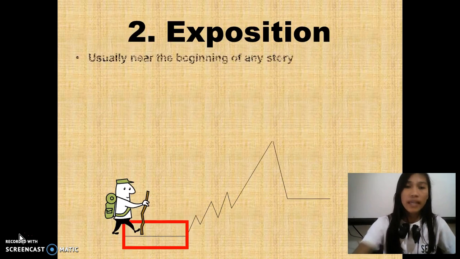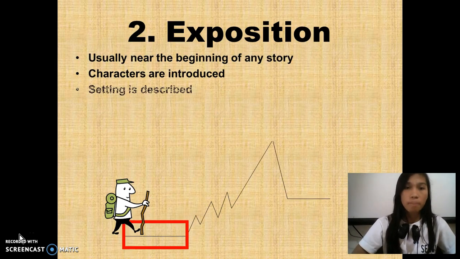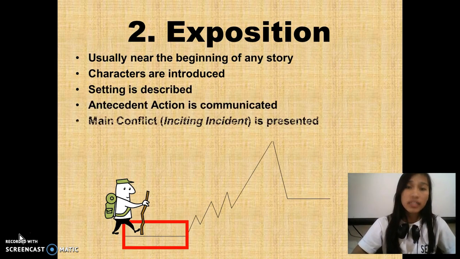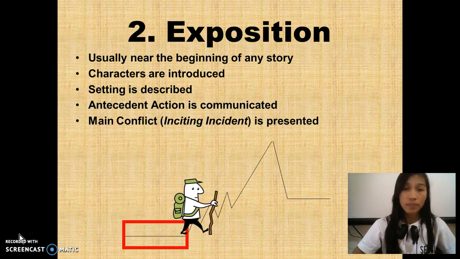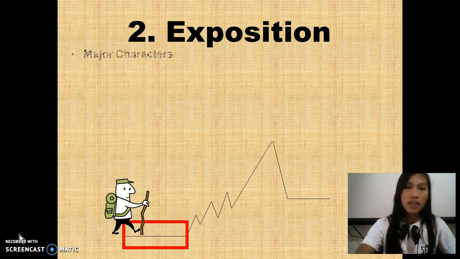Next, we have the exposition. It is usually near the beginning of any story. The characters are introduced, setting is described, antecedent action is communicated, the main conflict or inciting incident is presented, and the story begins. Who are the characters?